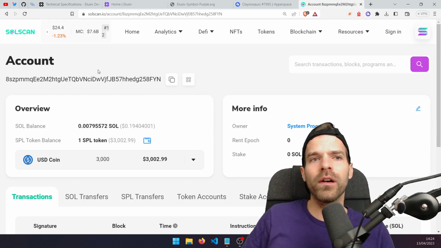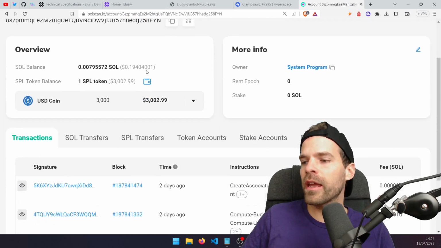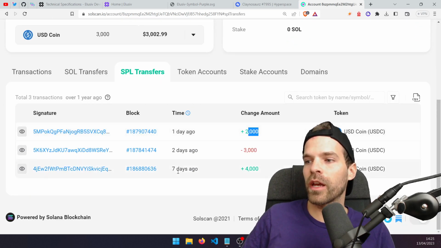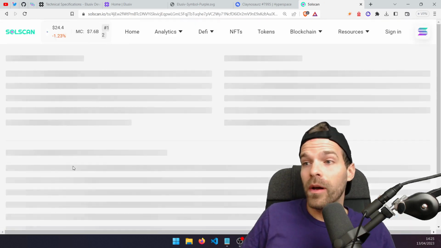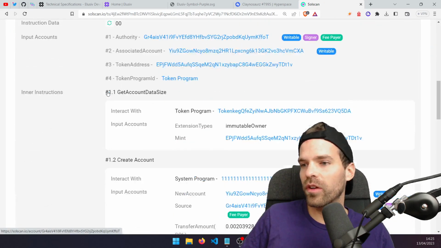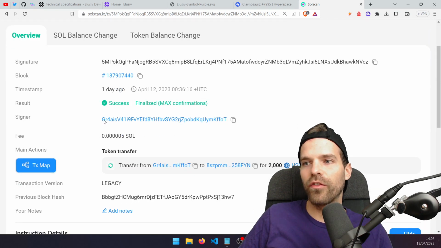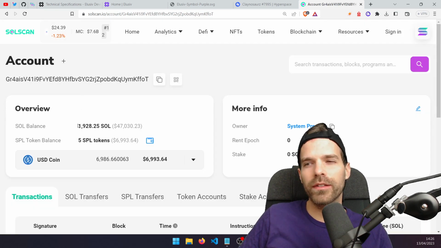And here we can see, oh, that guy still holds 3K, because a day ago he received 2K, 7 days ago he received 4K. And where does that come from? From gr4 and gr4 again, which is an address that holds quite a lot of money.